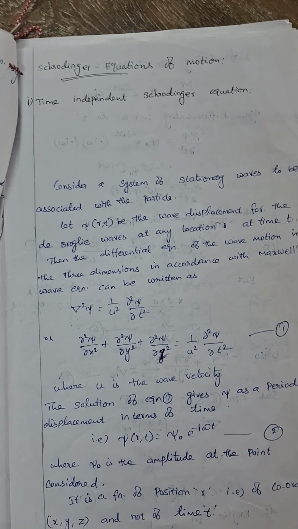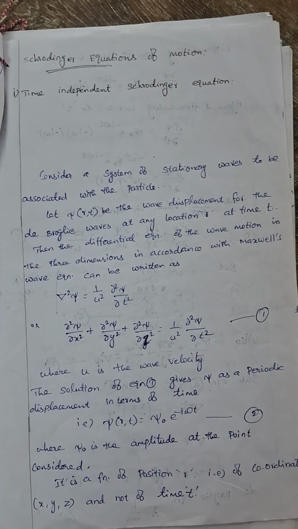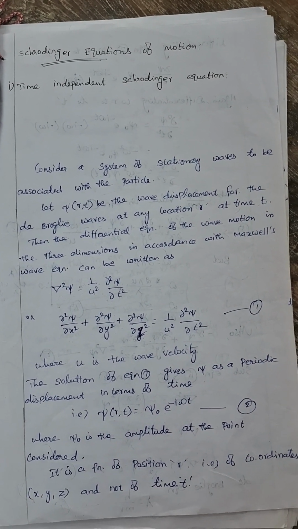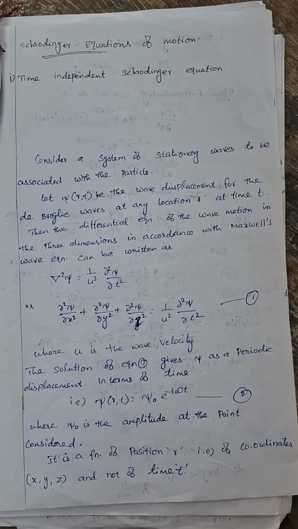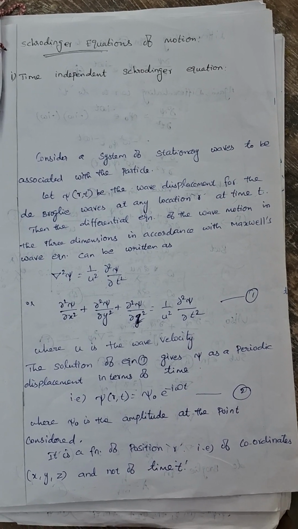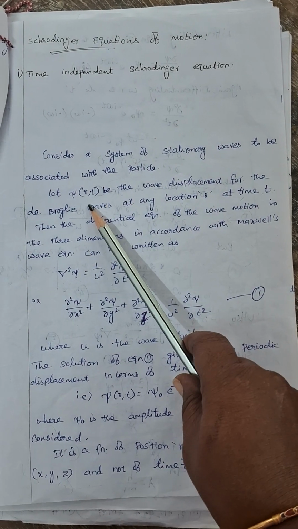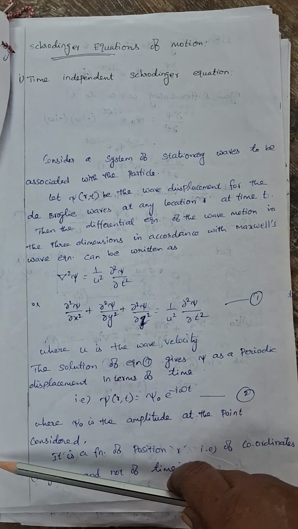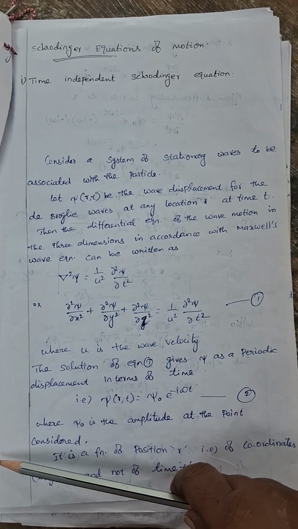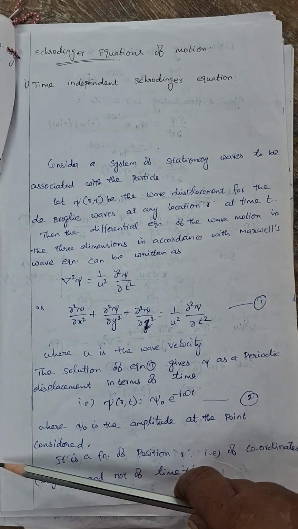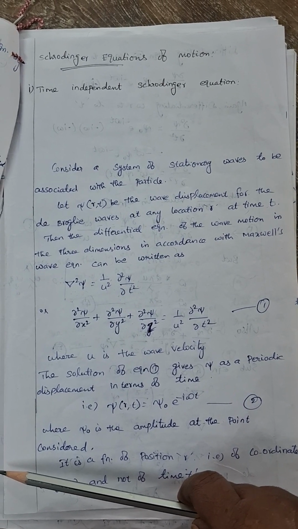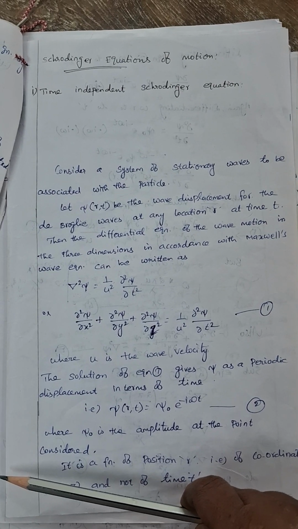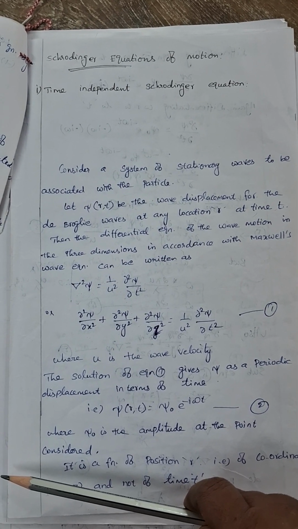Schrodinger equations of motion, time independent Schrodinger equation. So consider a system of stationary waves to be associated with a particle, and let ψ(r, t) be the wave displacement for a particular time t and location r. Then we can write the differential equation for the de Broglie waves using Maxwell's wave equation for 3 dimensions.